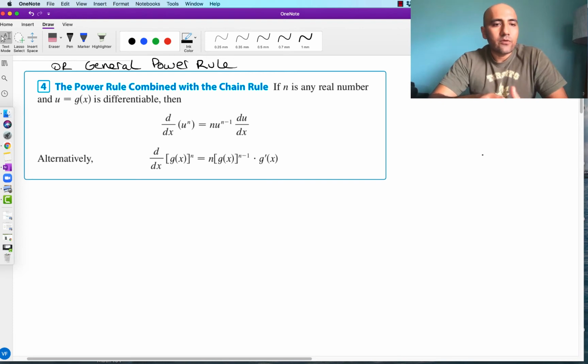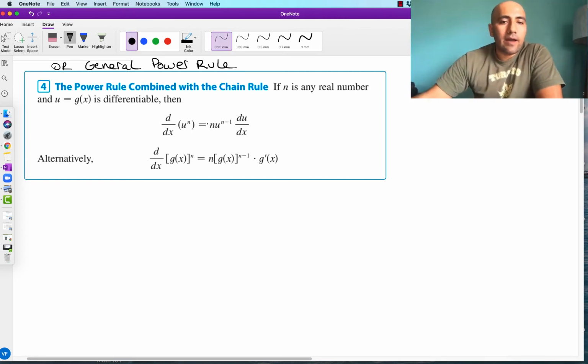If n is any real number and u equals g of x is a differentiable function, then the derivative with respect to x of u to the power of n equals n times u to the power of n minus 1 times du dx. Okay. Alternatively, you could write it this way. d dx, the derivative with respect to x, d dx of g of x to the power of n is equal to n times g of x to the power of n minus 1 times g prime of x. Okay, so this should look a lot like our power rules. Remember, our power rule indicated this, sort of the simple power rule.